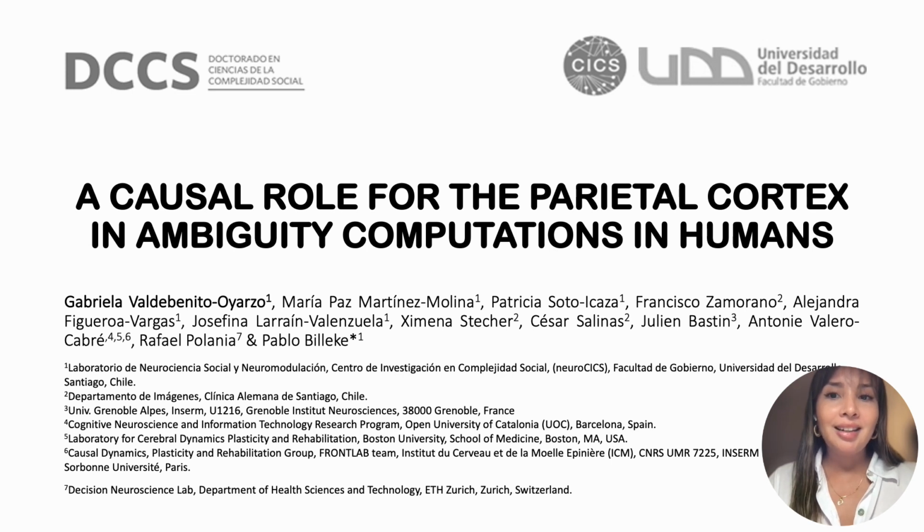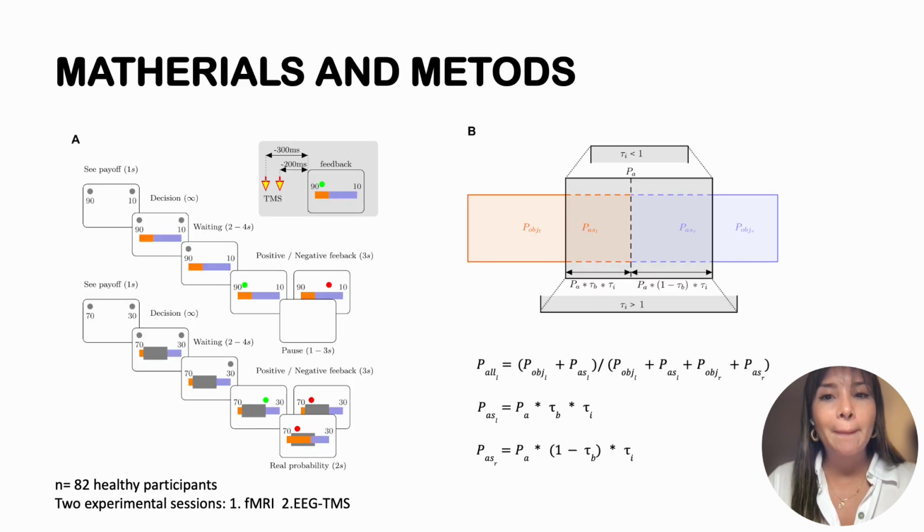Hello. Decision-making in the context of uncertainty involves accurately processing the magnitude of the reward and the probability of obtaining it. However, in most cases, we don't have the information to infer this probability, which is called ambiguity. Evidence shows that the parietal cortex correlates with the degree of ambiguity. We hypothesize that the parietal cortex causally computes ambiguous probability.